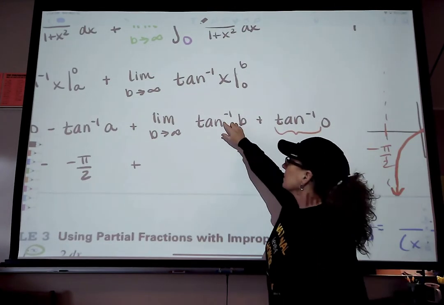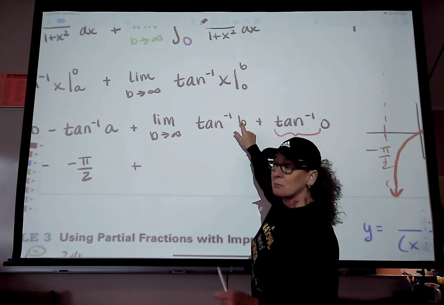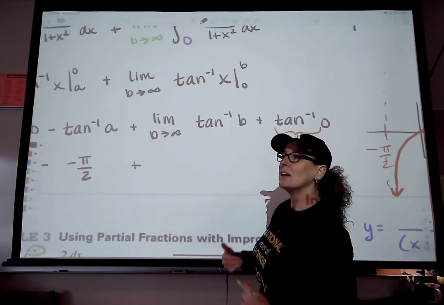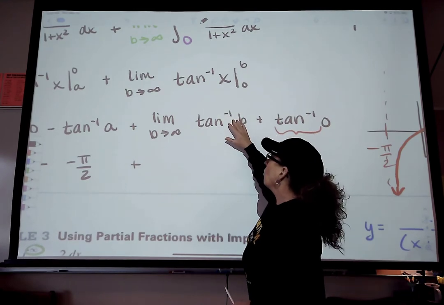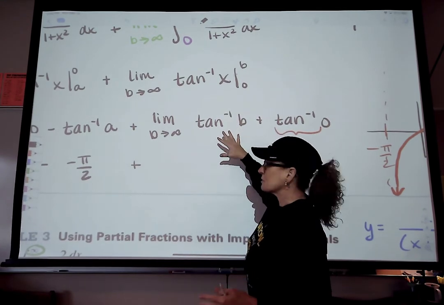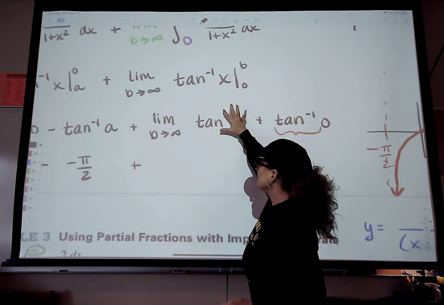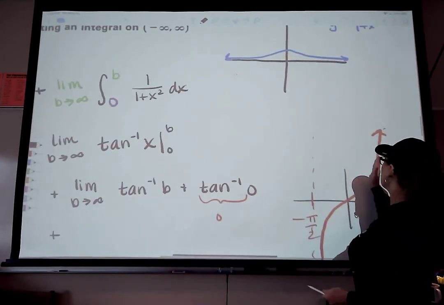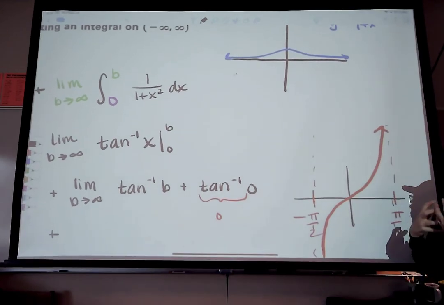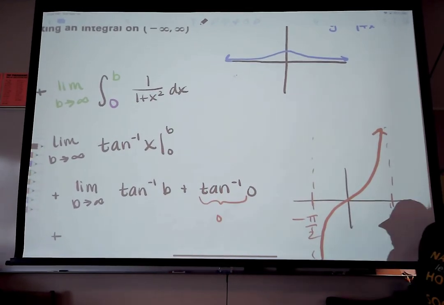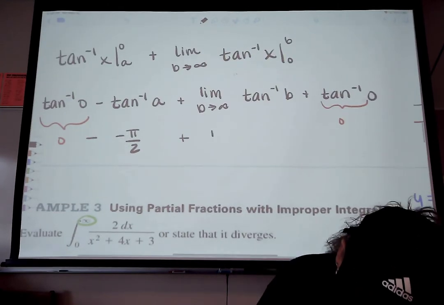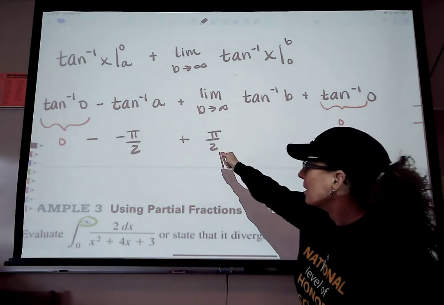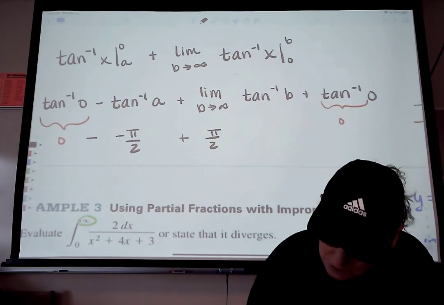And for this one, sub in infinity. Remember, this is your fraction. This is your y value. Give me the angle that the tangent graph is approaching when my tangent is approaching infinity. So as this graph approaches infinity, give me the angle where this is happening, positive pi over 2. So a 0 and a positive pi over 2 and a positive pi over 2 and a 0.